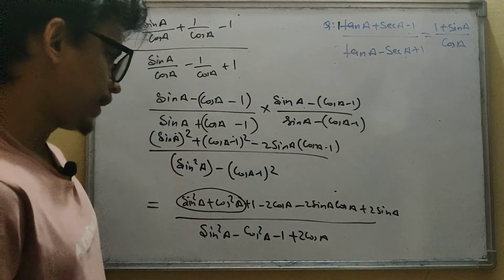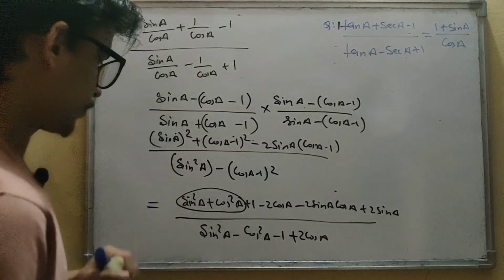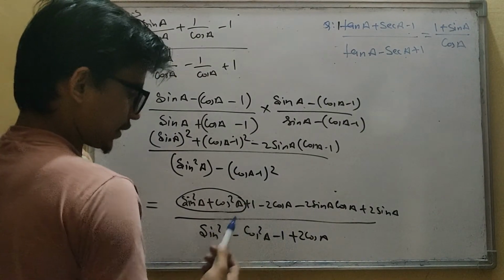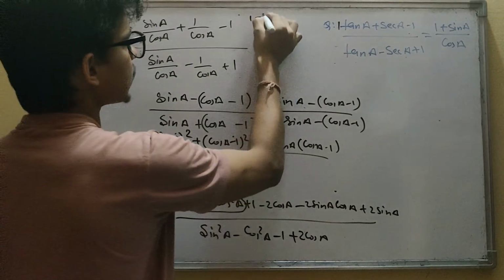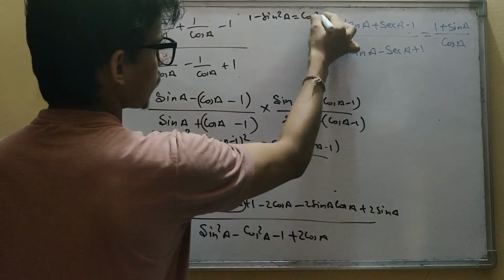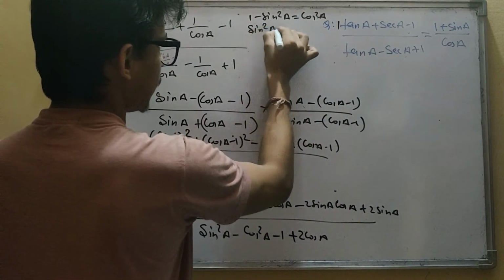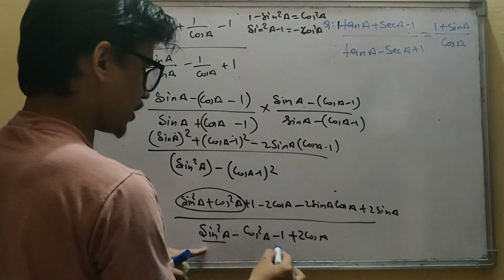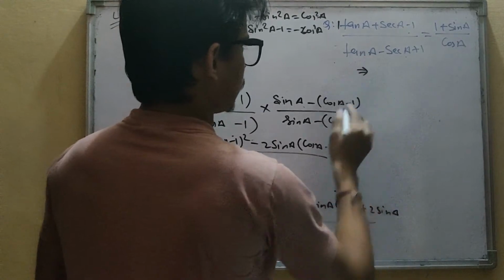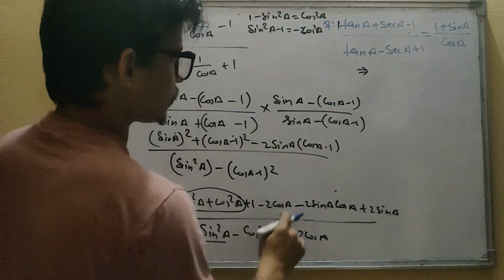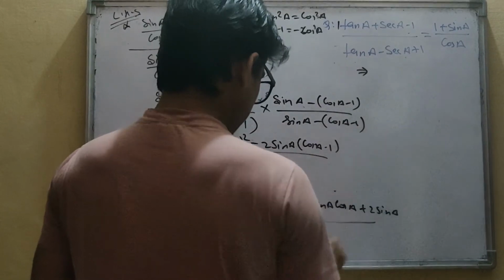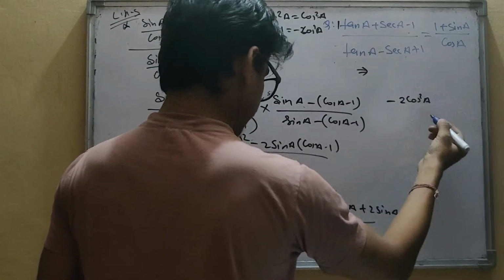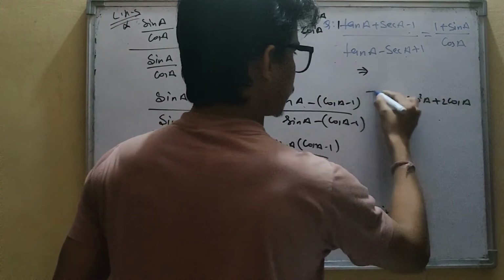Now, one more thing. You can write it like this, sin square a minus 1, right? 1 minus sin square a is cos square a. So sin square a minus 1 can be written as minus cos square a, isn't it? So this can be written as minus cos square a, and minus cos square a minus cos square a is minus 2 cos square a. So just pay attention, plus 2 cos a, right? So this is how you can do this.